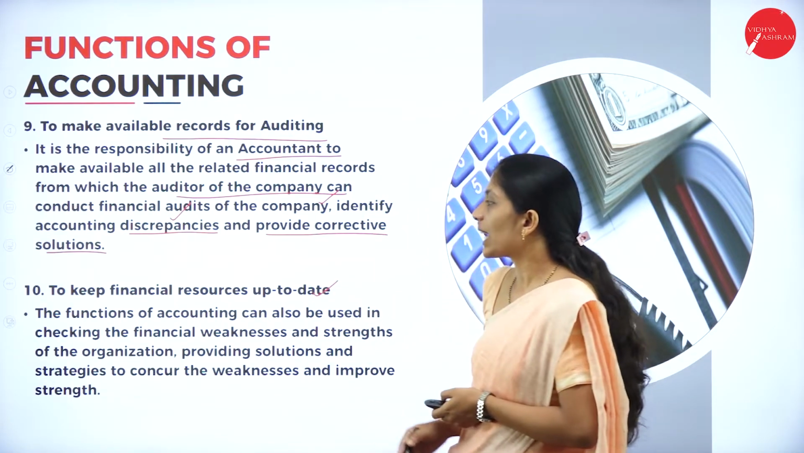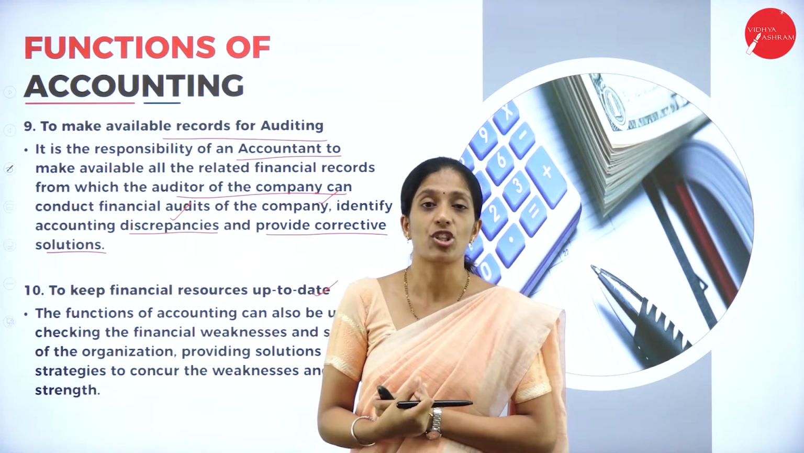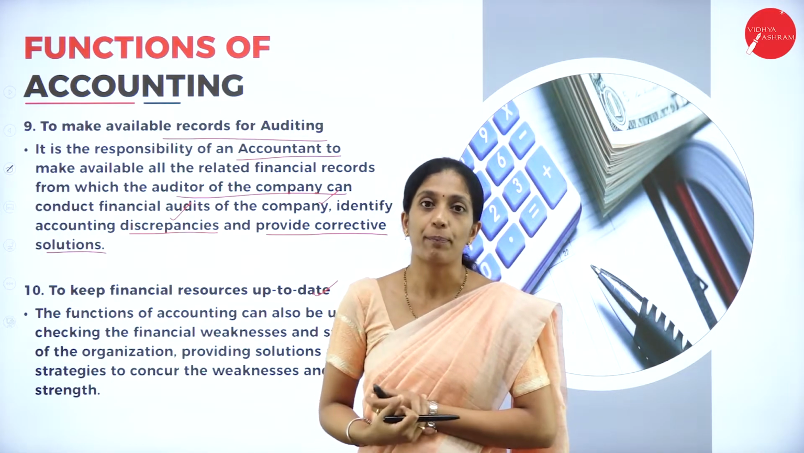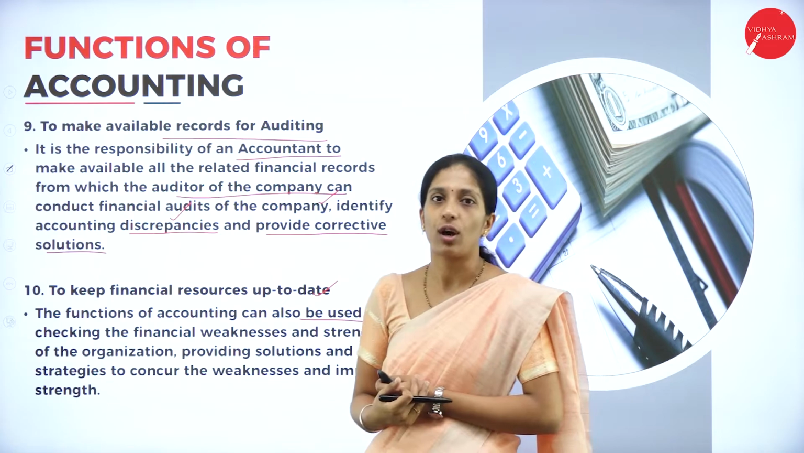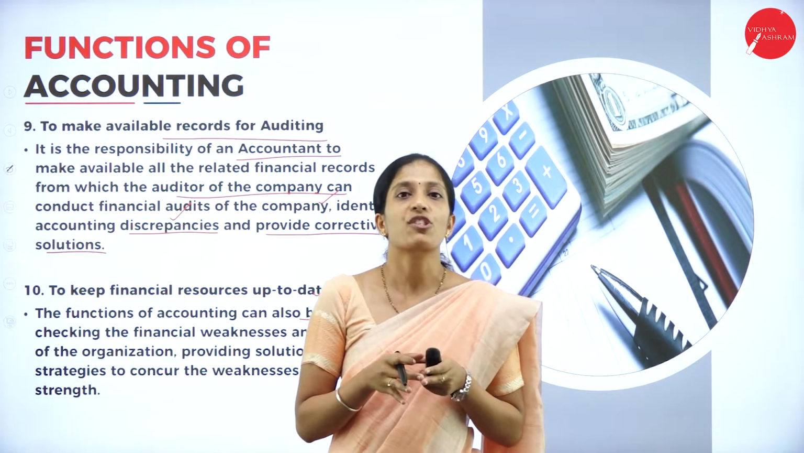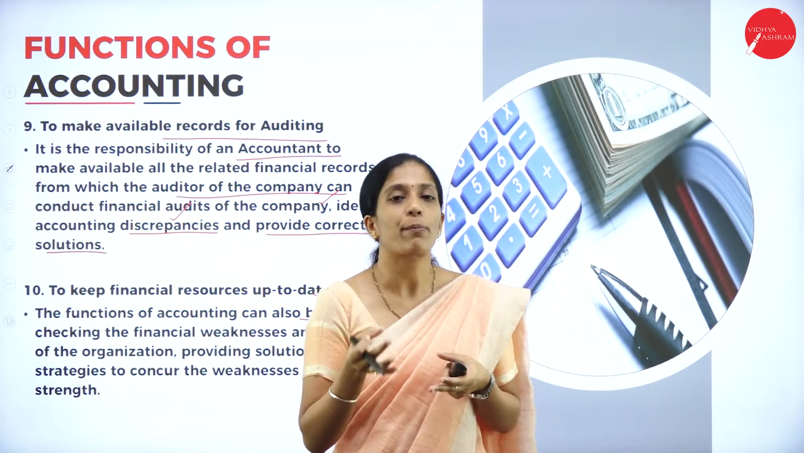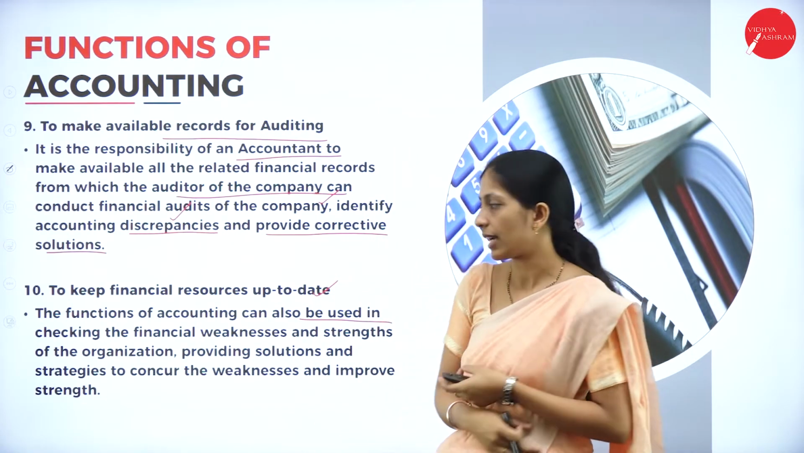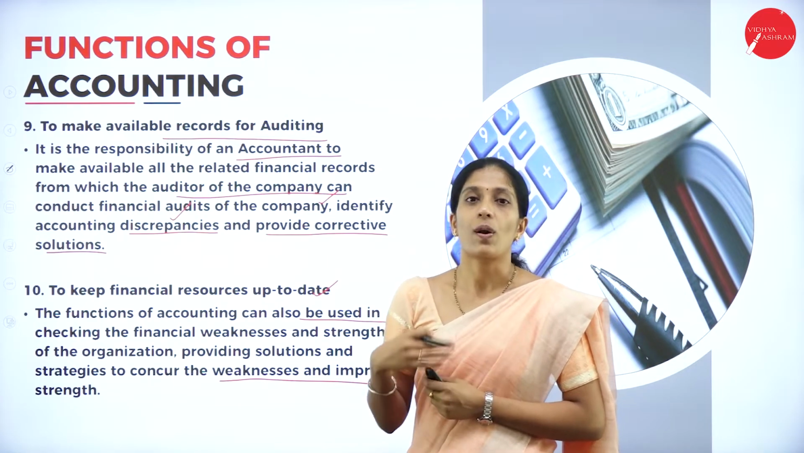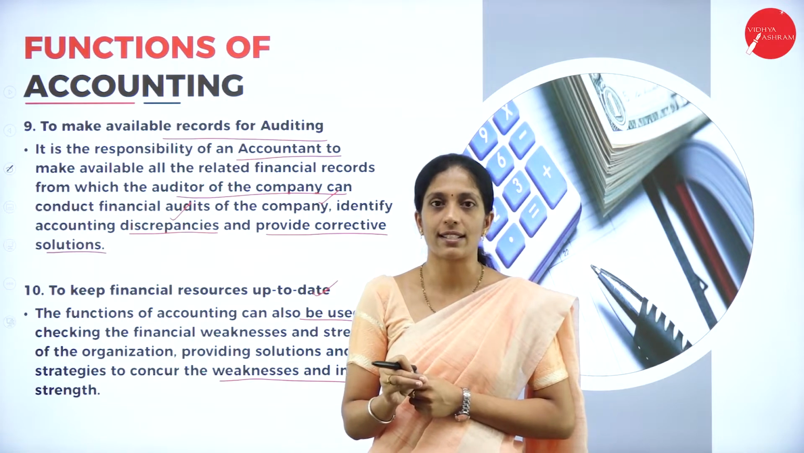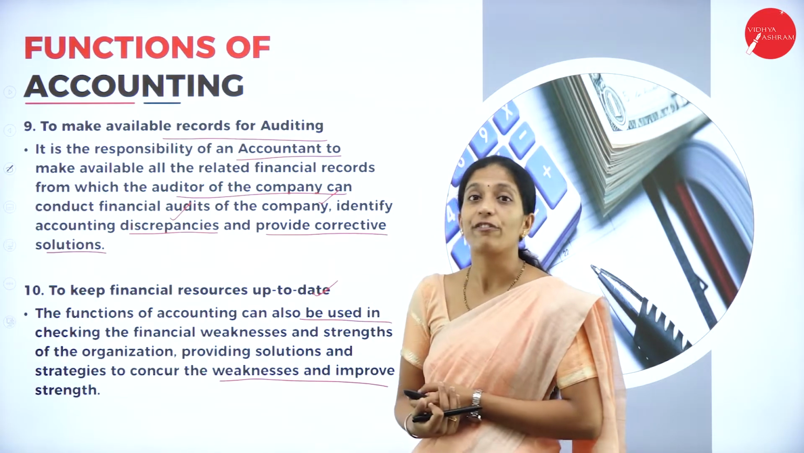And the next one is to keep the financial resource up to date. So all the financial resources, that is the resources that can be measured in terms of money, can be made up to date. So the functions of accounting can also be used in checking the financial weakness and strength of the organization. So what is the current position of financial resource, whether we have sufficient financial resource or whether it is insufficient, such type of decisions regarding finance can also be taken here, providing solutions and strategies to conquer the weakness and improve the strength. So what is the current financial resource which is available in the organization, or if it is too weak, how to improve that? Such measures can also be taken. So these are the functions of accounting.